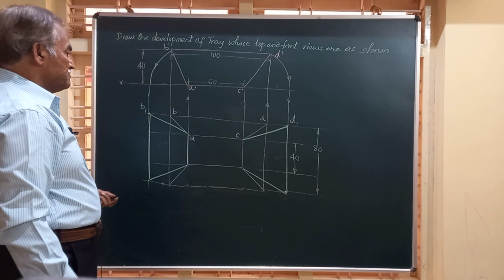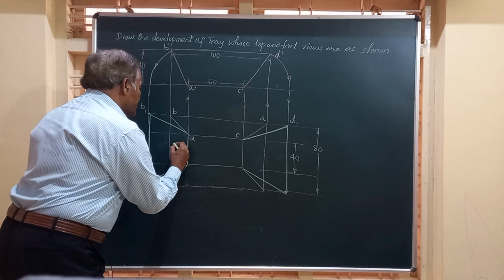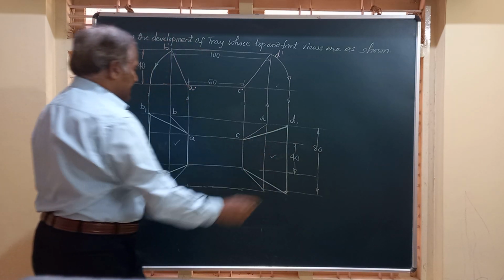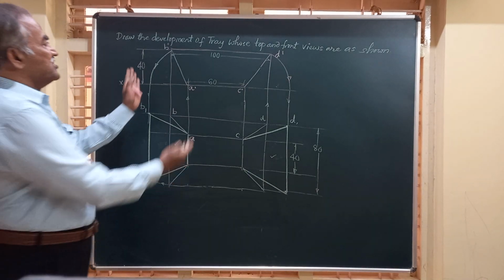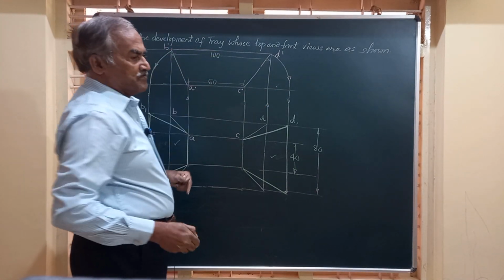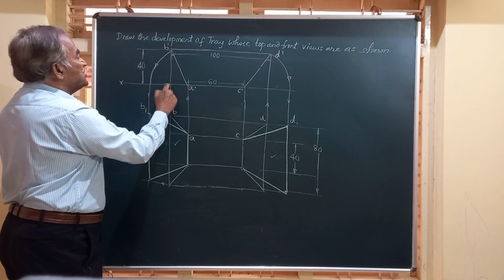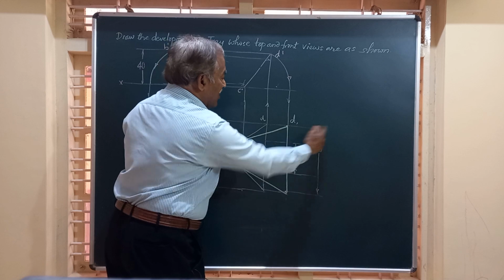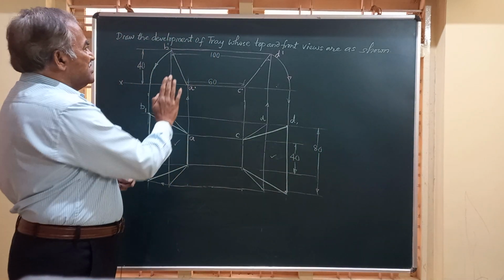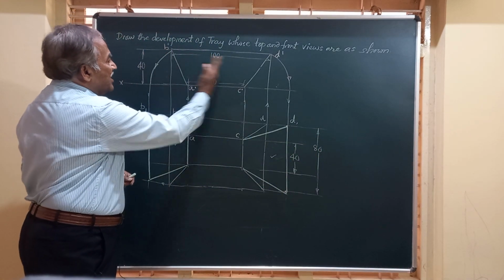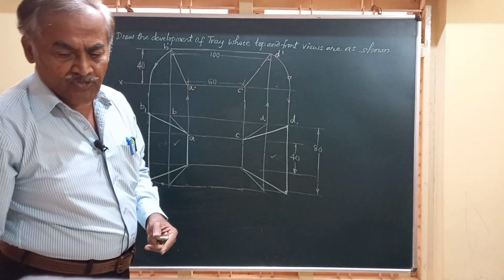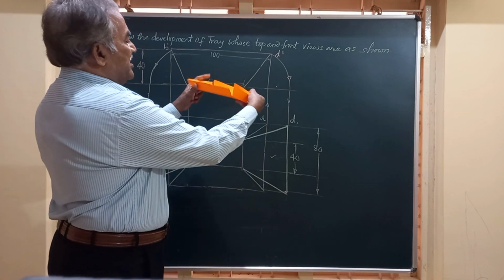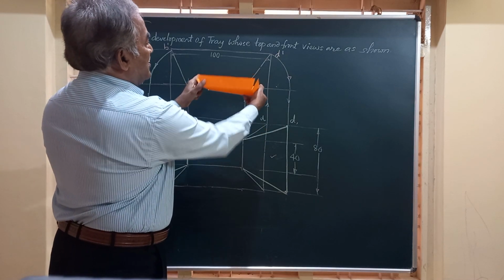So friends, now the development of these two, if I call this A and this B, they are exactly identical because they have the same height. If they were different, suppose this is 40 and this height was 60, you would have got a longer piece. But here, since it has the same height throughout as the one I have shown here, it has the same height throughout.